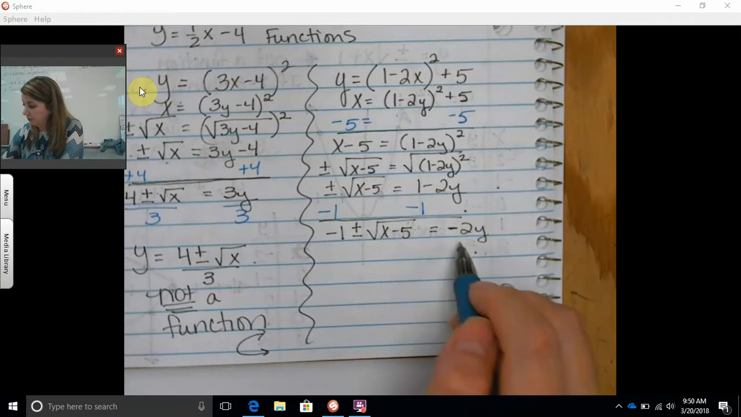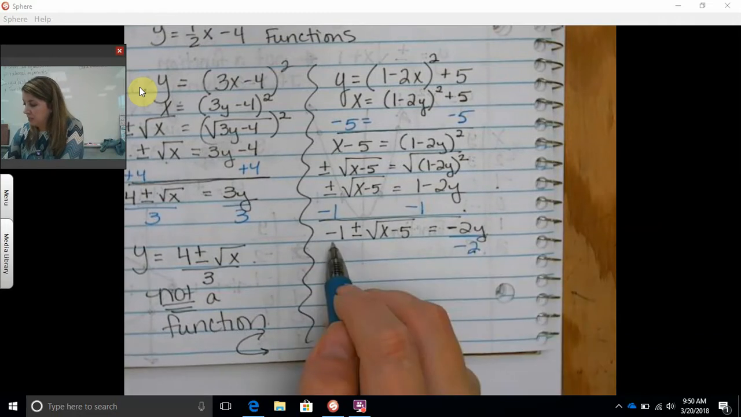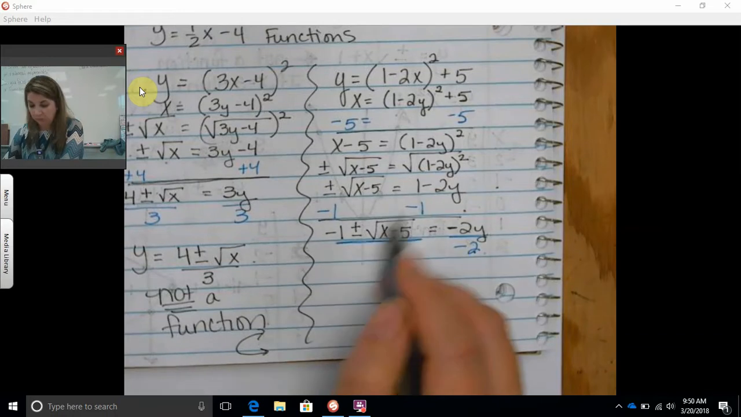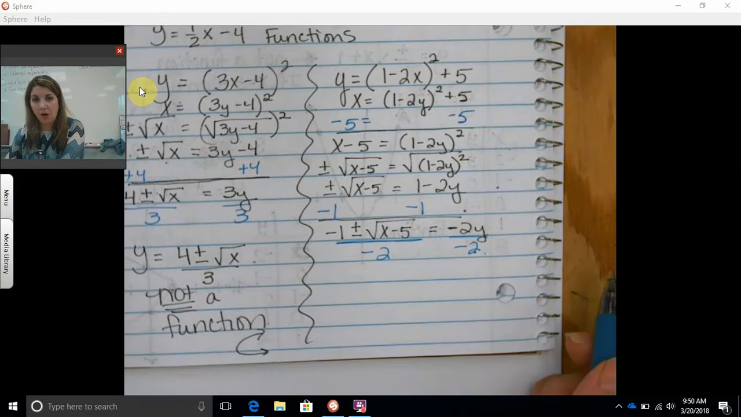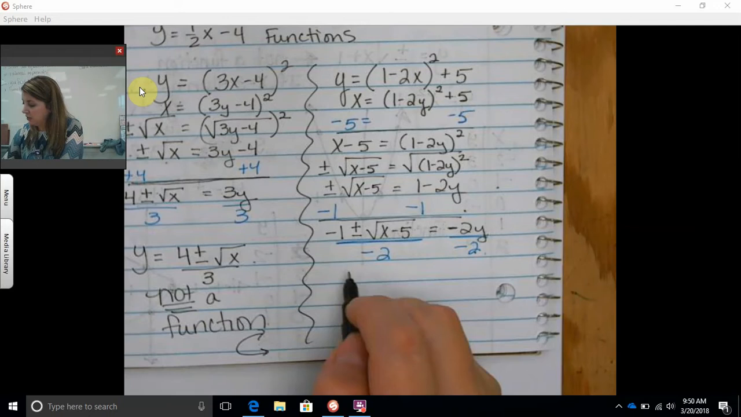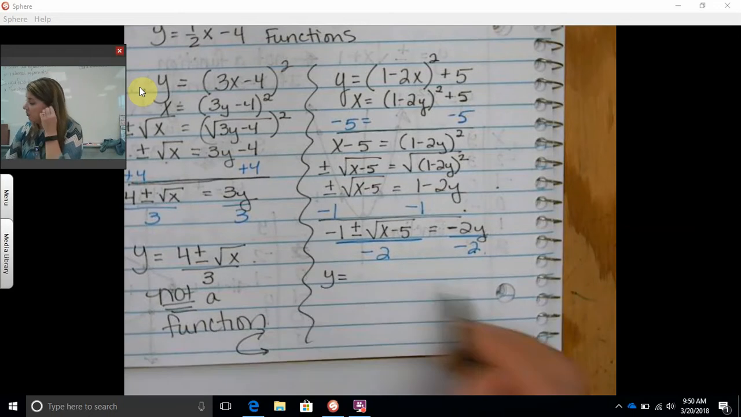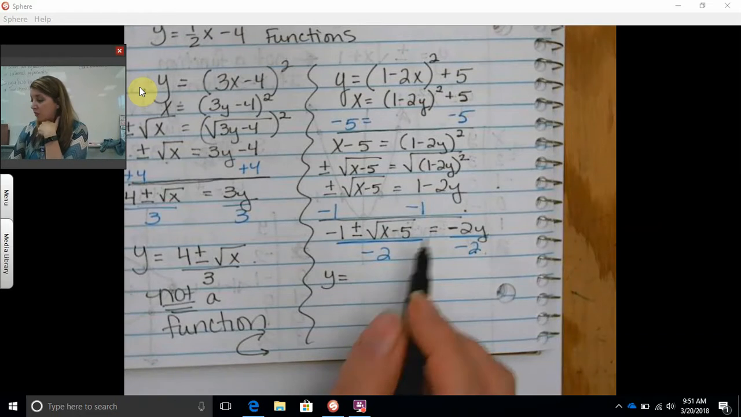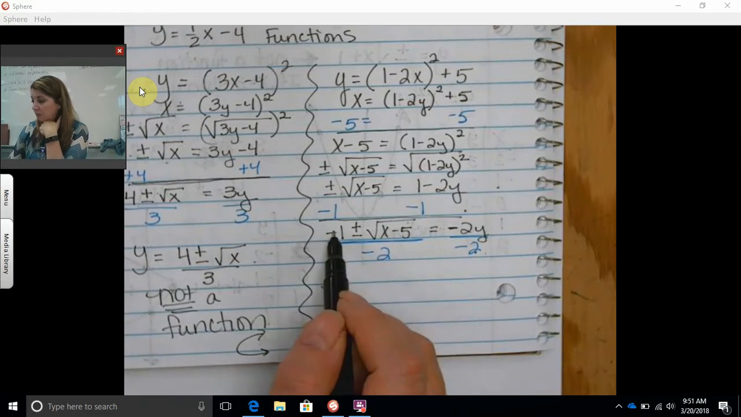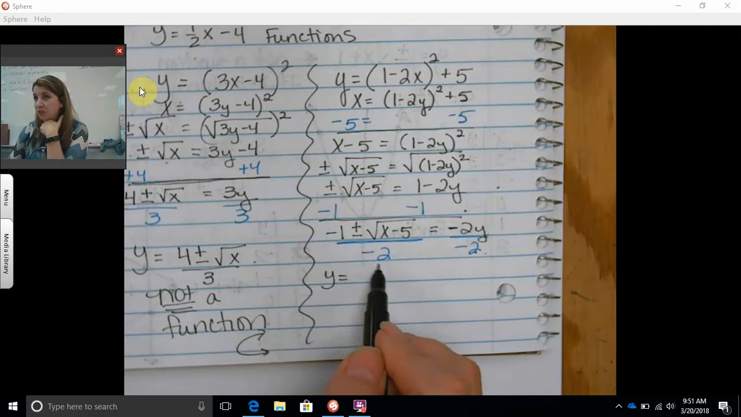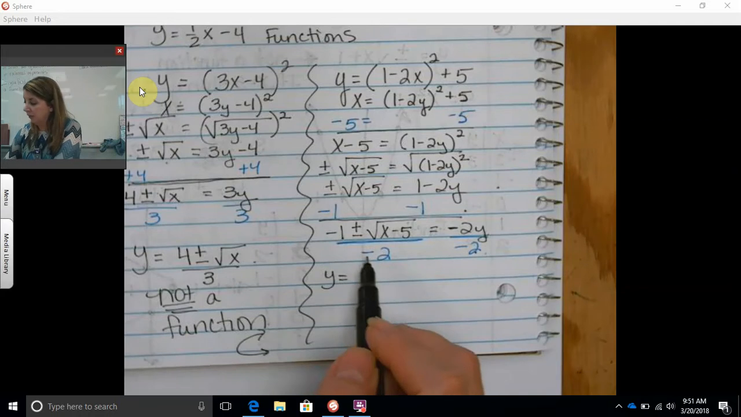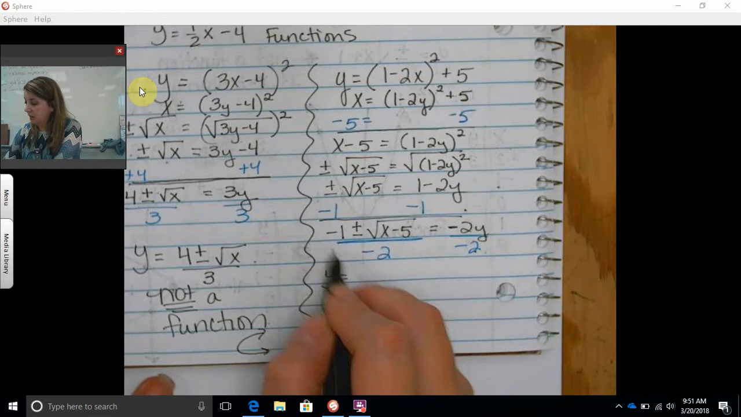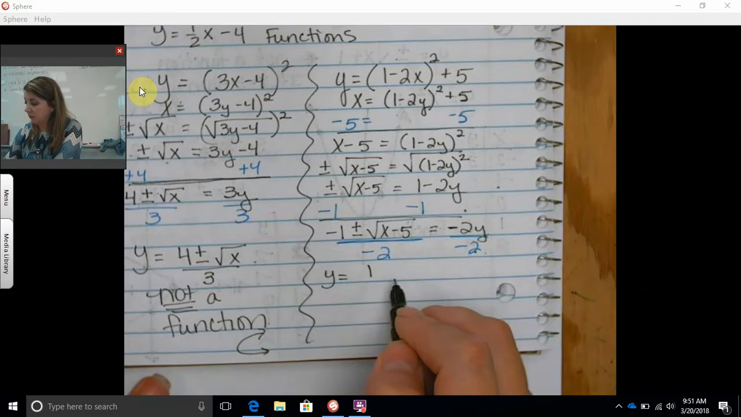Divide by negative 2. I can divide this term separately from this term, or, because I'm not going to be able to simplify that much, I can divide the whole thing. So I'm going to go ahead and put y on the left. Y equals, now I cannot have a negative in the denominator, okay? So if I move it to the numerator, negative 1 divided by negative 2, what's a negative divided by a negative? A positive. So that will become positive.